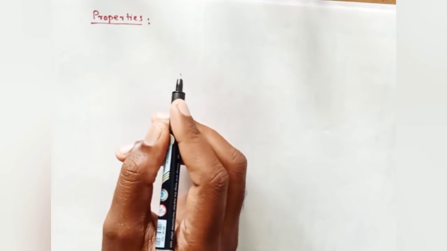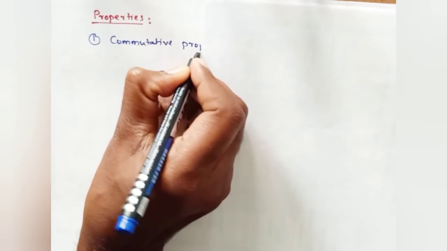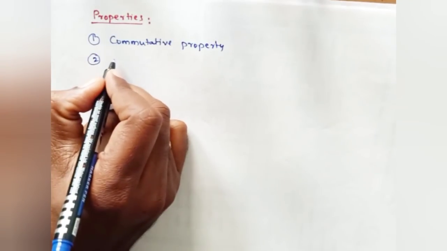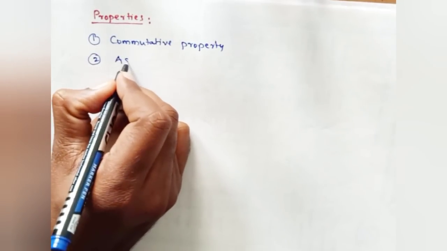Properties. With respect to addition, the matrices satisfy some properties. Number 1, commutative property. And second one, associative property.